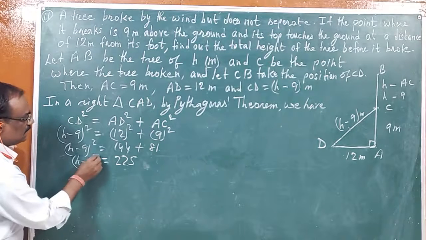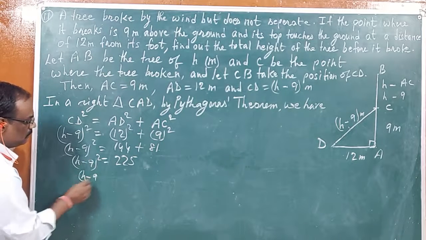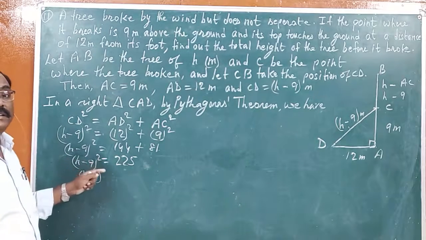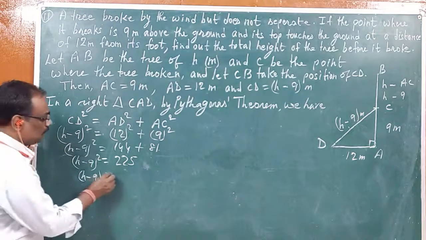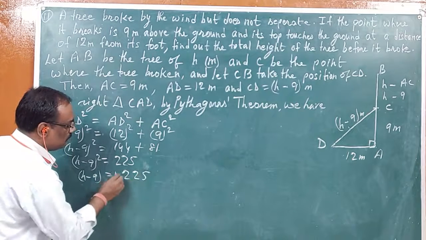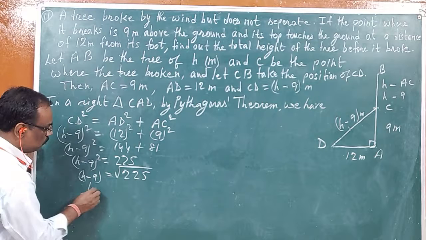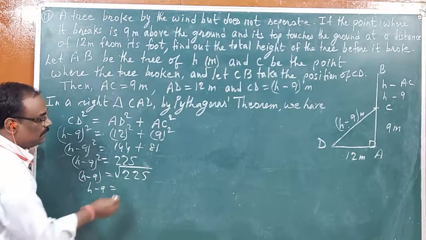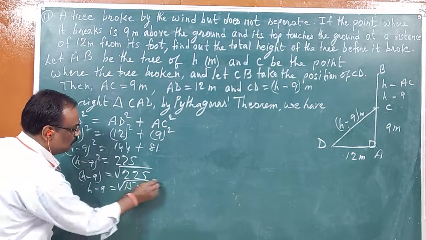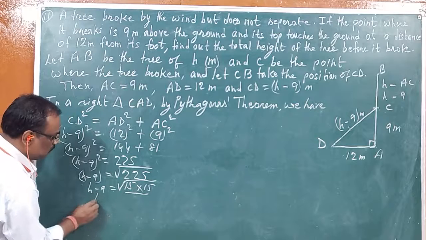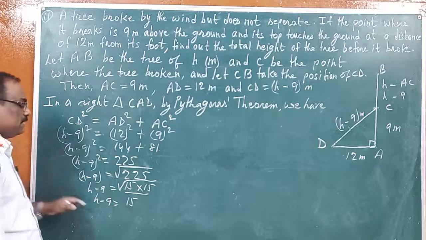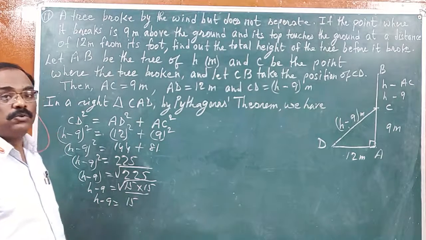So h minus 9 square is equal to 225, but we don't need the square, we need the h minus 9. So we will take the root of 225. This root of 225 is what? 15 into 15 gives 225. So 15 into 15 is the square. One pair is made. So we can write here h minus 9 is equal to 15.